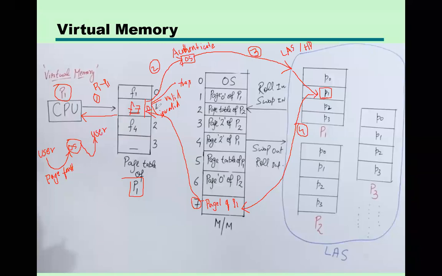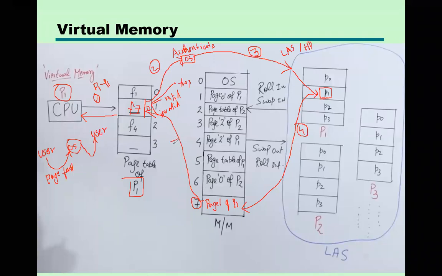Okay, so this valid and invalid bit. It is valid, because the data is there at frame 7. The required data is there, so it is valid. Okay.